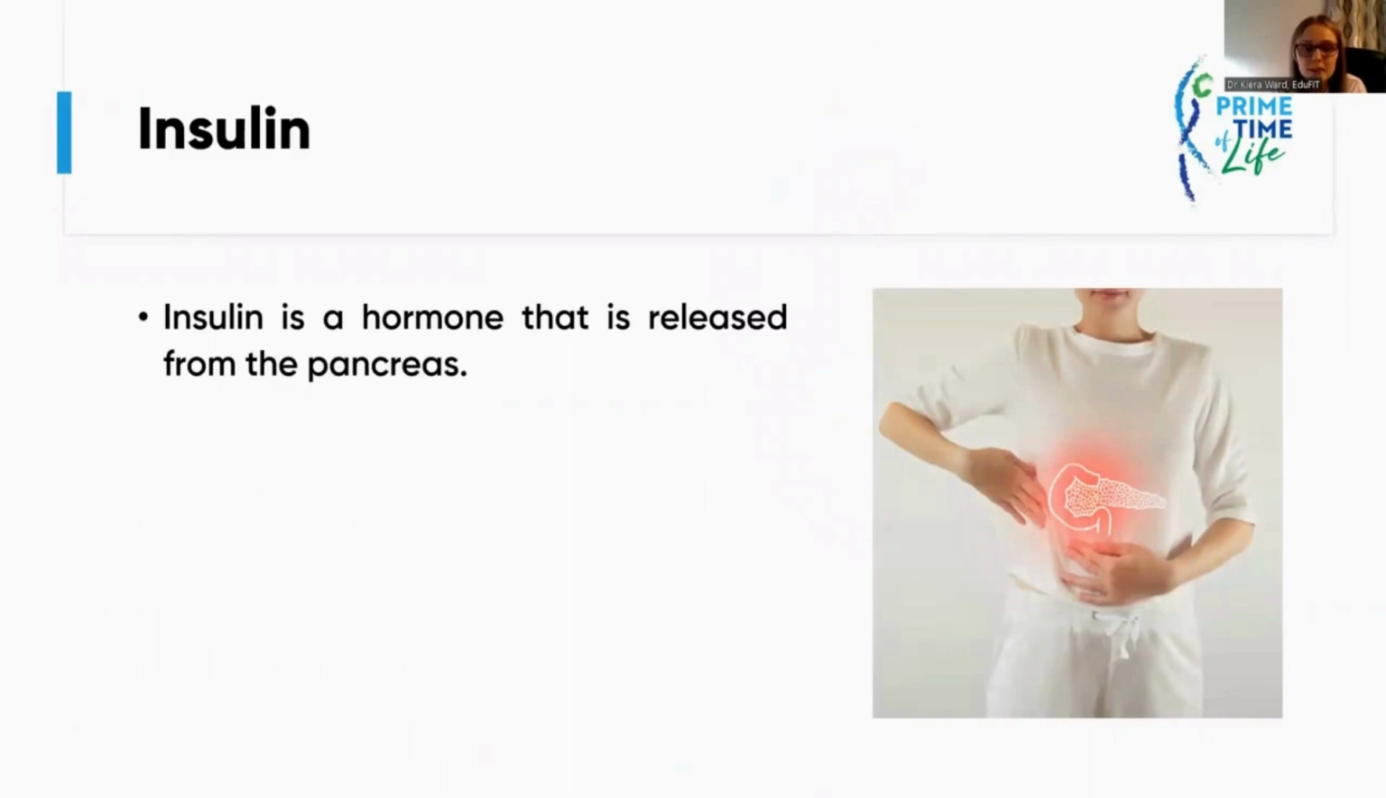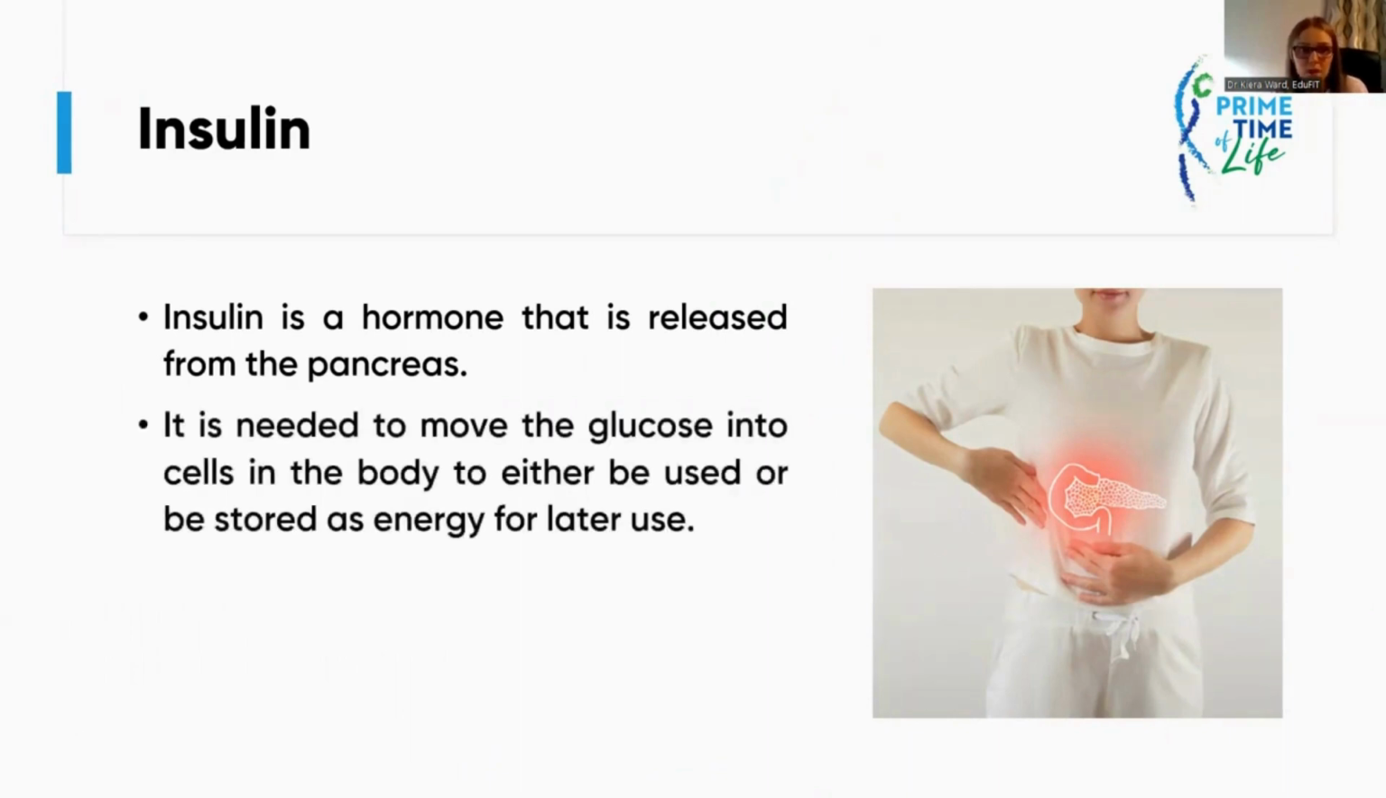Insulin is a hormone that is released from the pancreas. That's a really small organ in the abdomen, and the picture there on the right just helps you to visualize where it actually is. The role of insulin is that it is needed to move glucose into the cells in our body to be either used or stored as energy for later use.